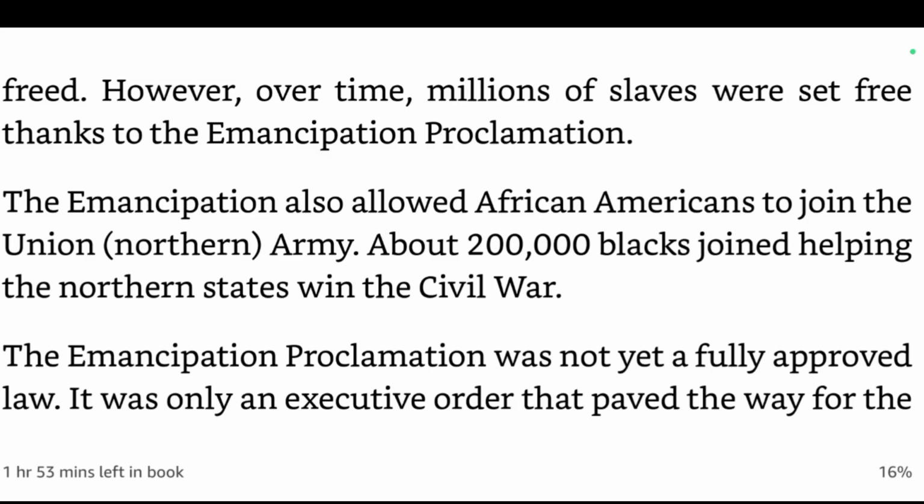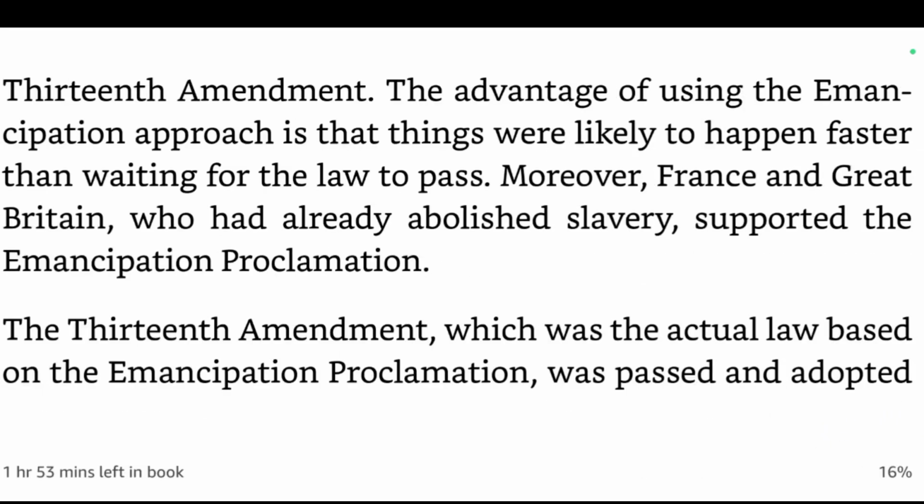The Emancipation Proclamation was not yet a fully approved law. It was only an executive order that paved the way for the 13th Amendment. The advantage of using the emancipation approach is that things were likely to happen faster than waiting for the law to pass. Moreover, France and Great Britain, who had already abolished slavery, supported the Emancipation Proclamation.